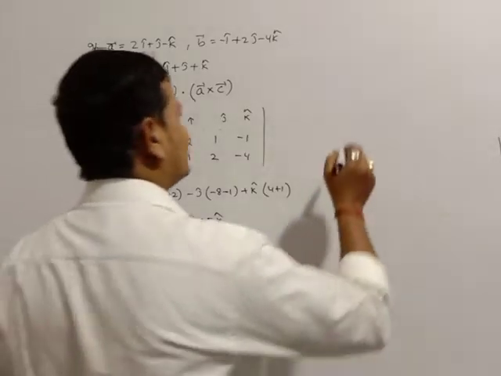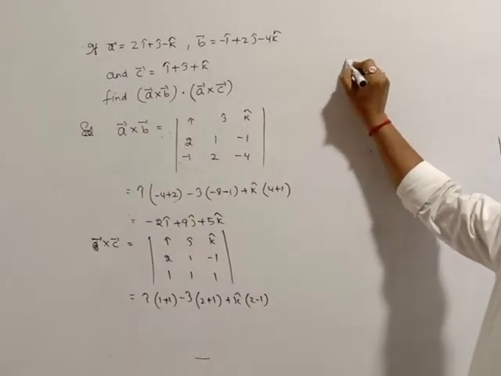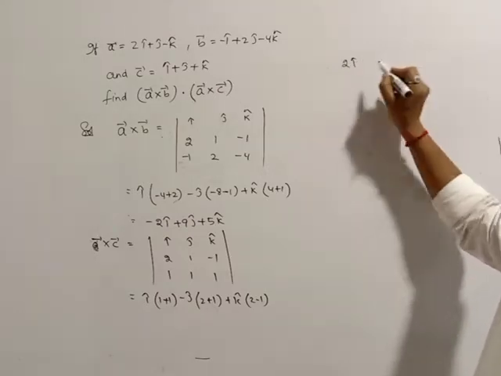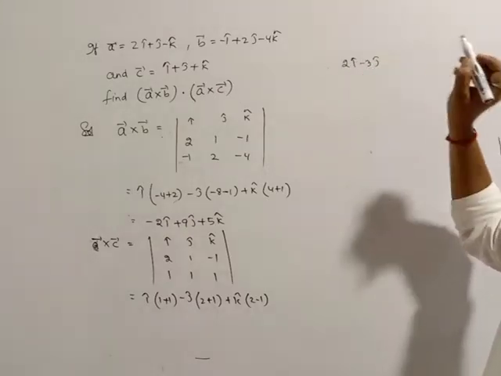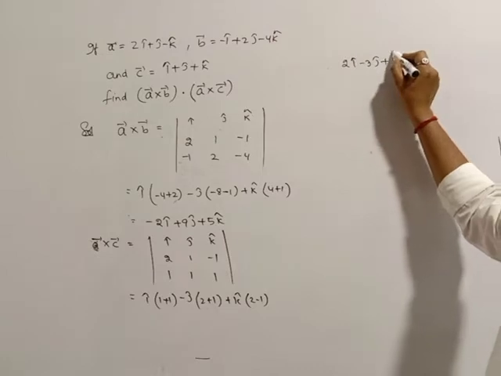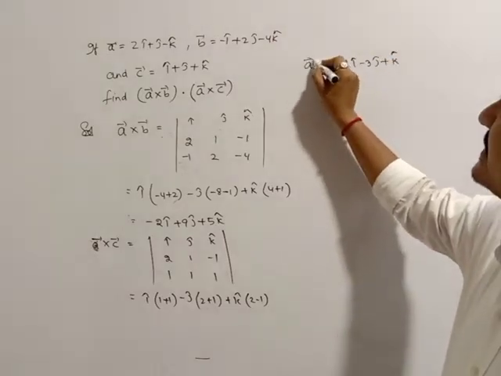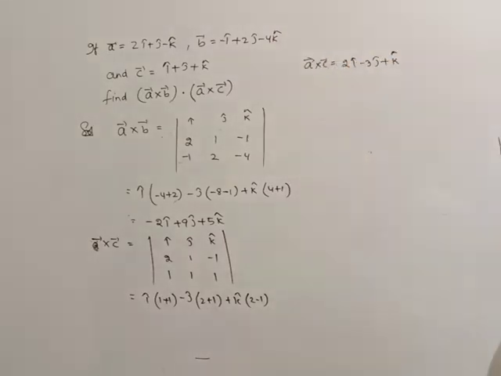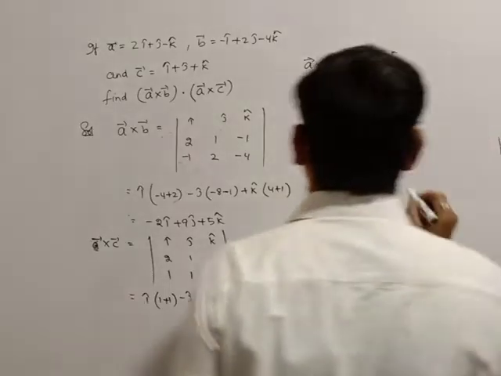So finally, what do you get? 2i cap minus 3j cap plus k cap. This is the value of A bar cross C bar. So first of all you find A bar cross B bar, next you go to finding A bar cross C bar. Now you are going to find the dot product.